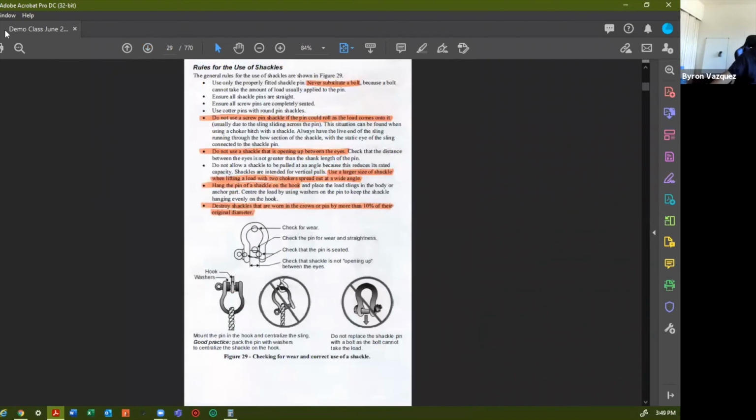There's some rules here. These are some safe work practices when using the shackle. The general rules for the use of shackles are shown, and you can see here.